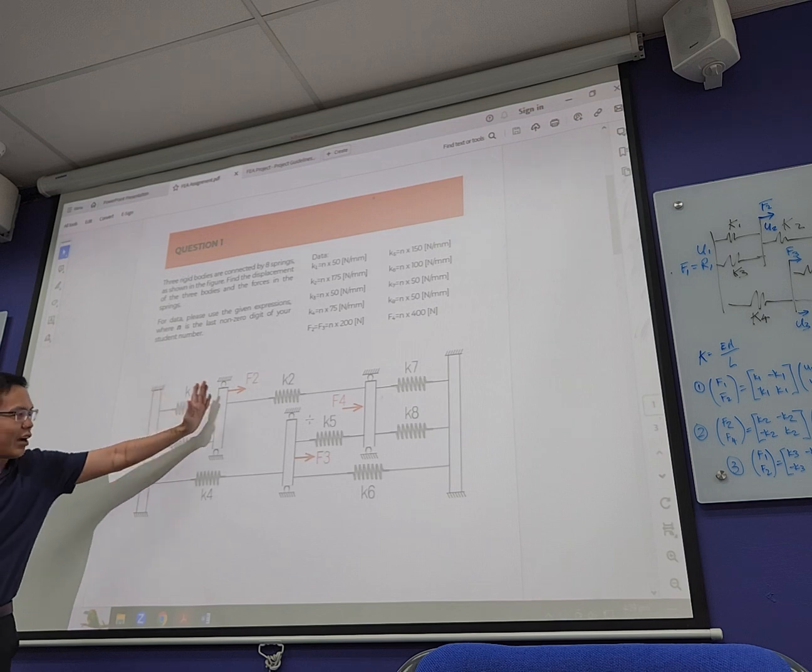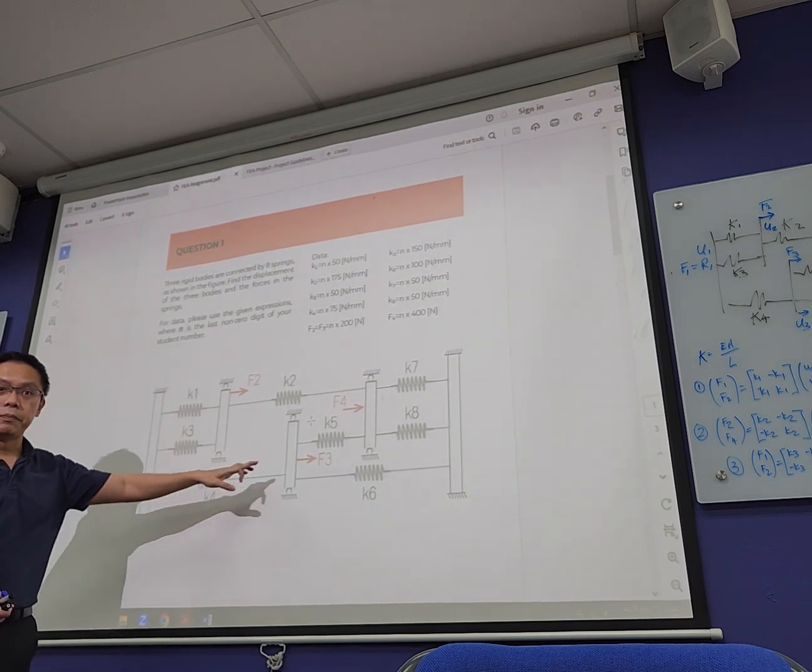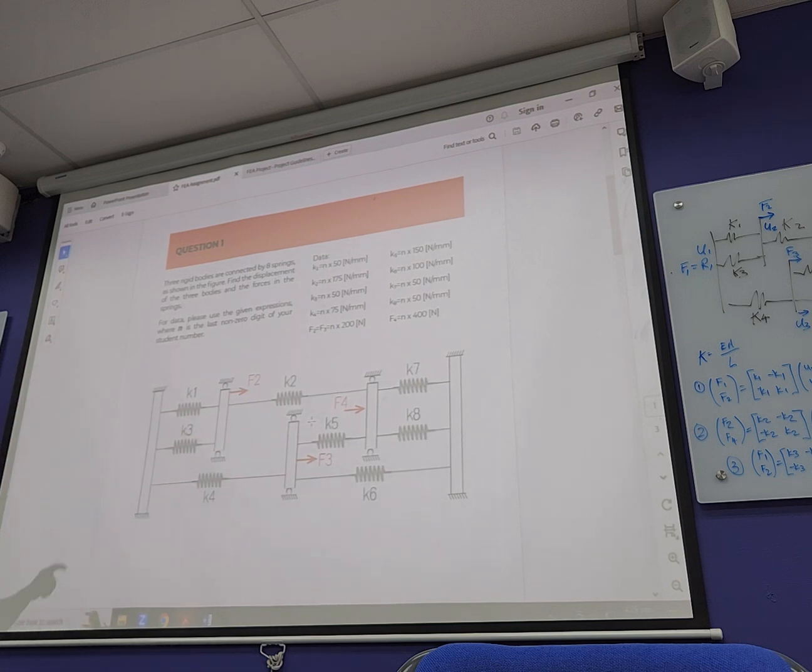Yeah, so now I have the forces inside. I want to determine the stress, the force in each of them. Okay? With that, can I determine what this is?